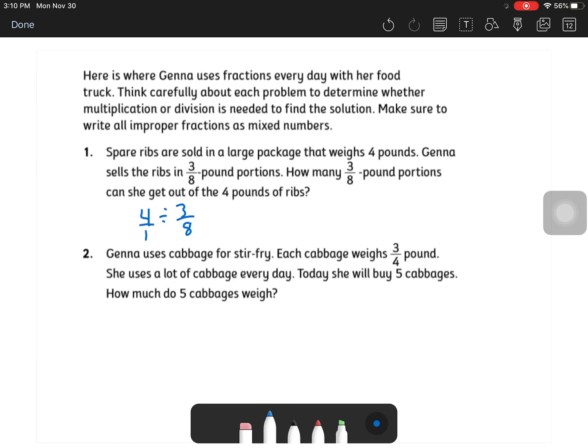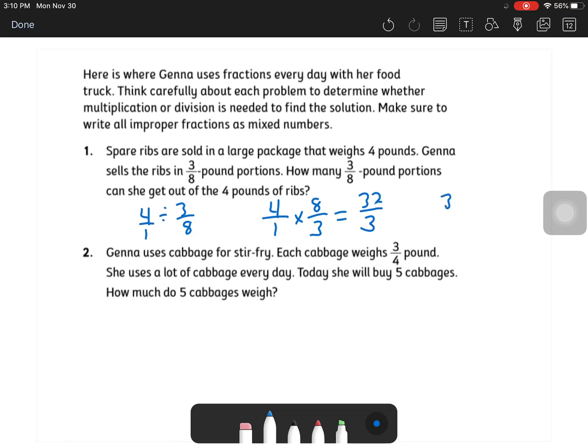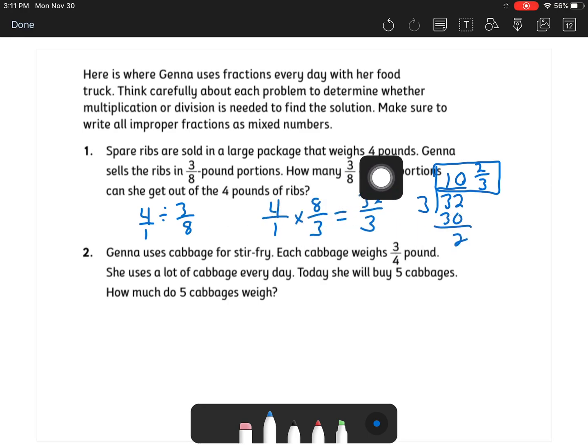Now remember, a whole number has a 1 under it. So this problem becomes 4 over 1 times 8 over 3. So 4 times 8 is 32 divided by 3. And so I have to do long division. 32 divided by 3. 3 goes into 32 10 times, and that's 30. And I have 2 left over, so that would be 10 2/3. So I can make 10 2/3 packages out of the 4 pound package when I'm breaking them into 3/8 pound packages.